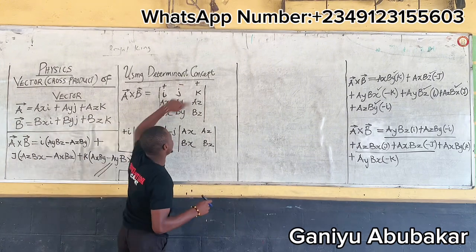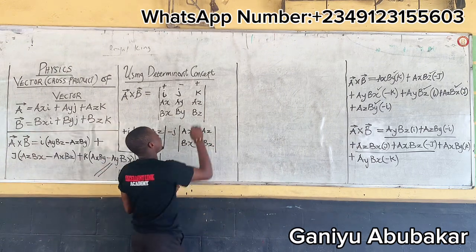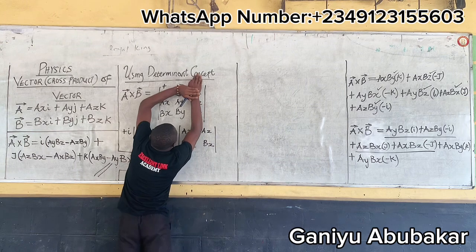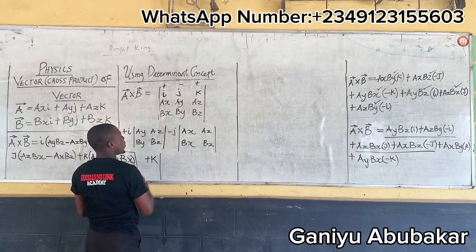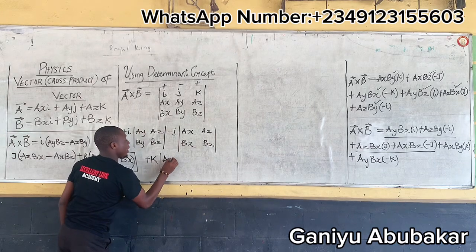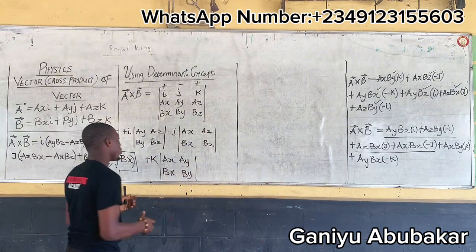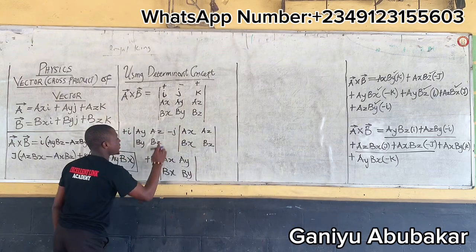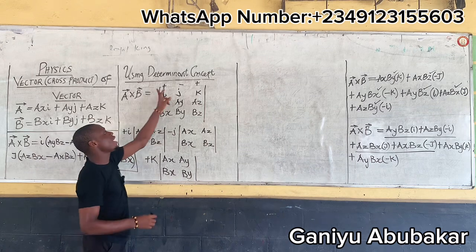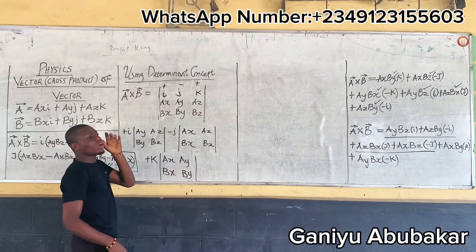What's next there? For K, plus K. For plus K, I'll cover the row and the column of K, so I'll have just these 4 left: AX, AY, BX, BY. This is how you work on this first part. First, introduce your sign. When you are done, pick each of them, then cover the row and column and write out what you are left with.